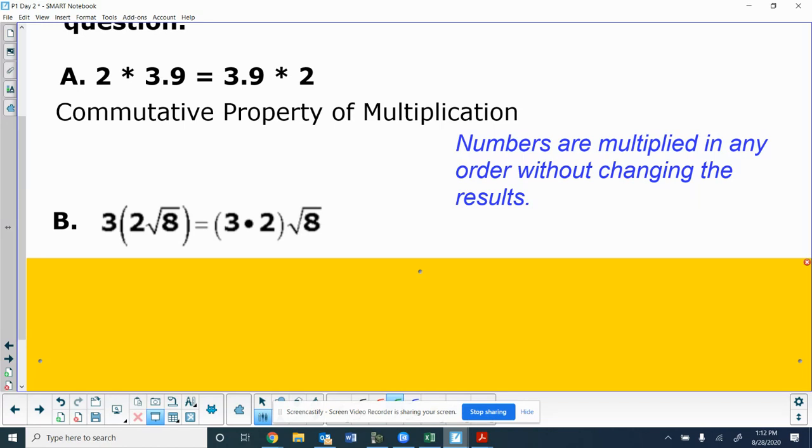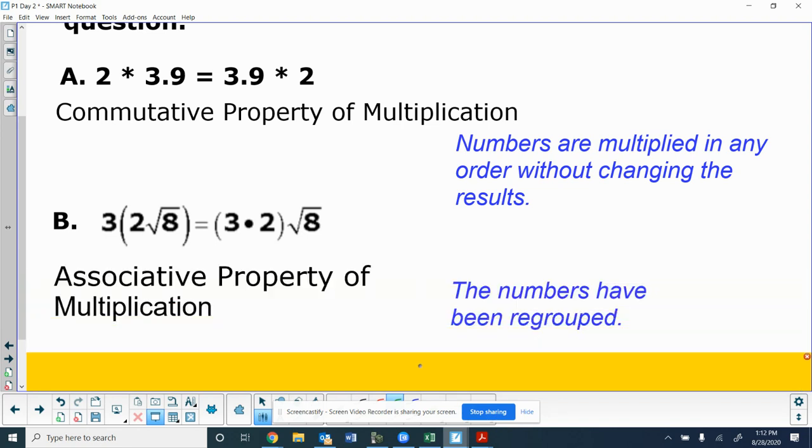The parentheses, what was in the parentheses, right? It's grouped. The order's the same, 3, 2, radical 8. So it's not commutative, but here 2 and radical 8 are grouped. Over here 3 and 2 are grouped. They're going to be equal to each other. They're going to be 6 radical 8. That's associative property.